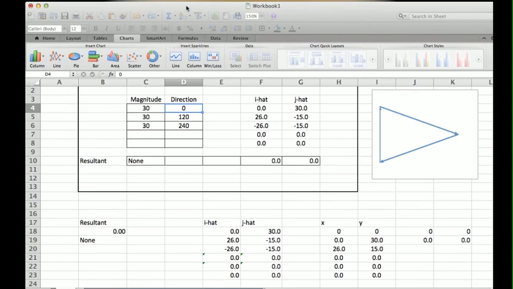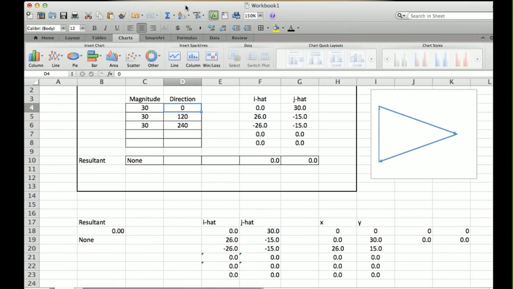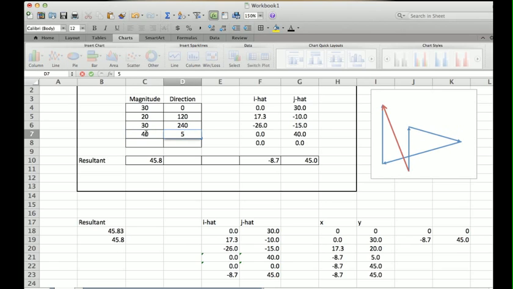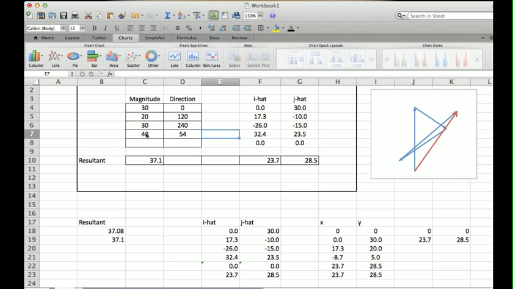Okay, this last part is probably the hardest part of the whole thing. We need to figure out what is the angle of the resultant, and we need to find it from north. So let's go ahead and change some of these things here a little bit so we don't have a resultant of 0. Let's go ahead and put in all of our stuff, all 5 vectors.